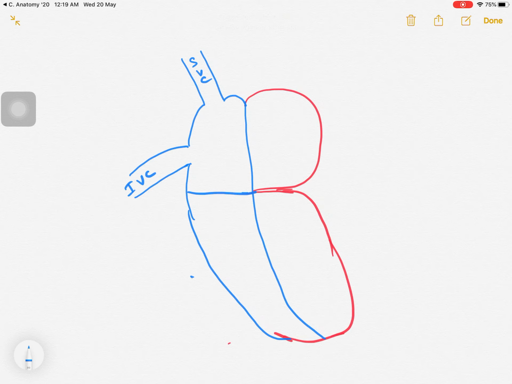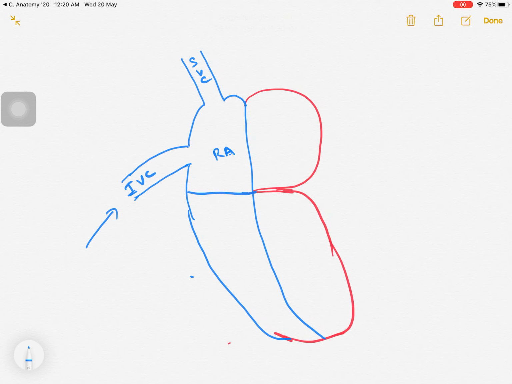The venous blood from the part of the body above the heart will drain through this superior vena cava into the right atrium, and the blood from the lower part of the body will drain through the inferior vena cava. In fact, this inferior vena cava is the largest vein in the body. The large veins don't have valves inside, and they pour into the right atrium. So the right atrium is said to be the largest chamber.